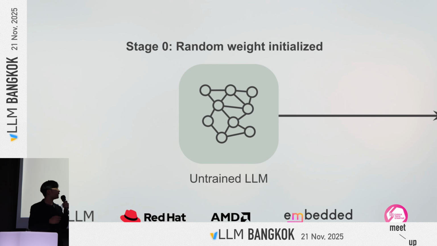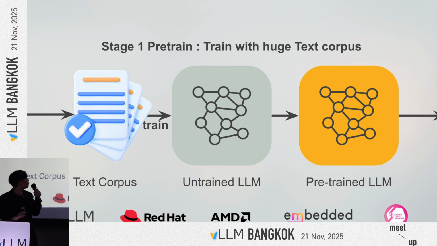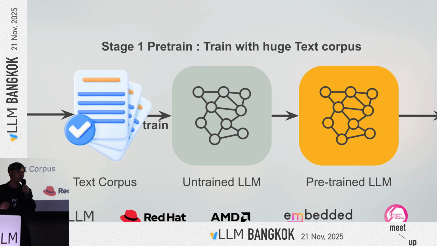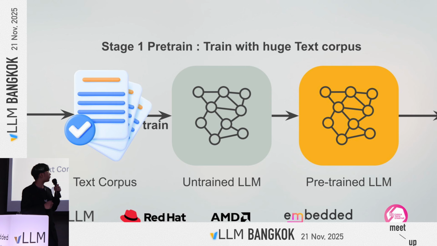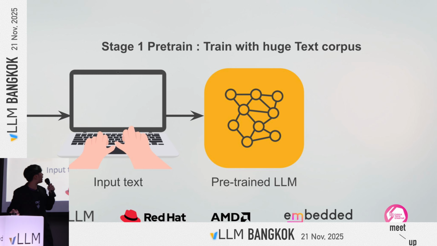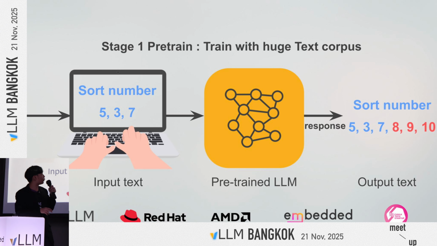Architecture, but in this stage, the model can't do anything until we move to the next step, until we train it with a huge amount of data. It's called pre-training. But a pre-trained model has something wrong when you use it. For example, I ask the model, hey, sort the number 537. The model can't answer properly.